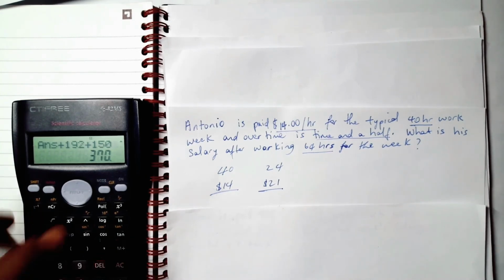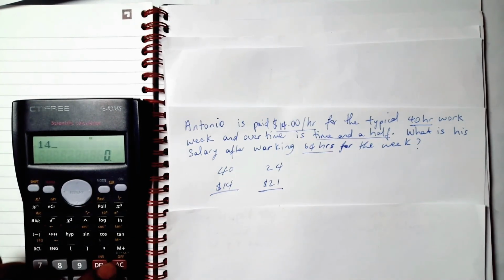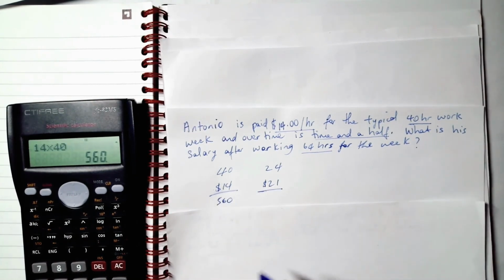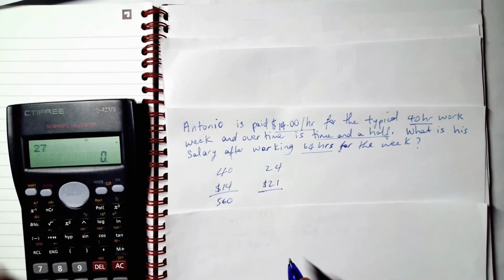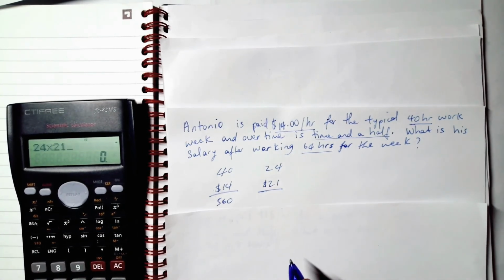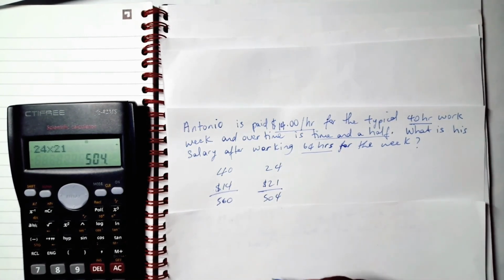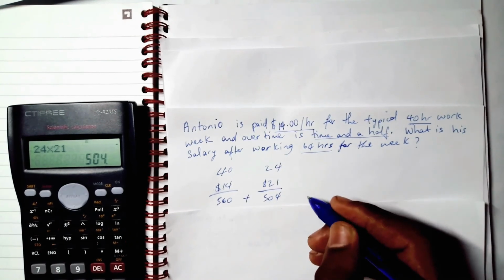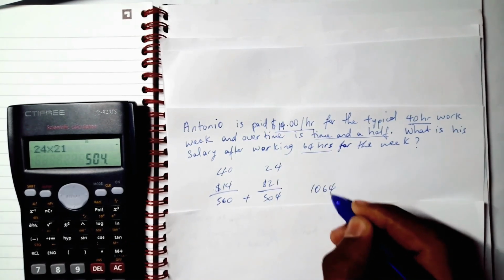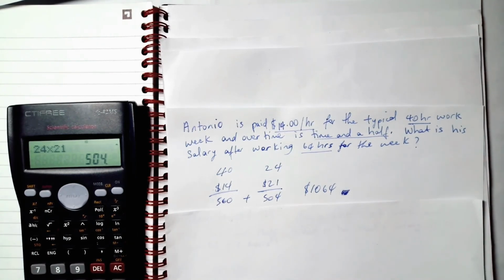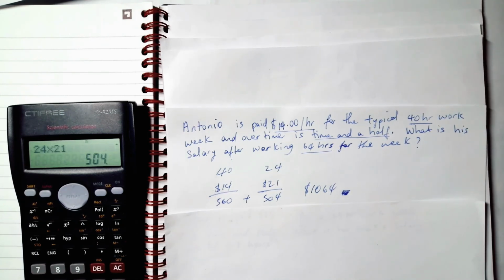All right, and now we do our calculations. 14 times 40 equal to 560. 24 times 21 is equal to 504. When we add these, we get 1064. And that is his week's salary. All right? Good. Next example.